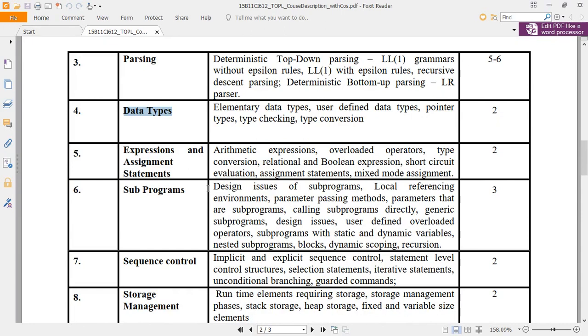Then we move on to the subprograms, that is the design issues of subprograms, local referencing environments, and parameter passing mechanisms such as call by value, call by reference, and call by value reference, which are called in mode, out mode, and in-out mode. Then how to call the subprograms directly, and writing generic subprograms, which are also said to be template functions. Template classes also we have seen. Then various design issues in generic subprograms we have seen. Then user-defined overloaded operators, that is the operator overloading concept in C++.